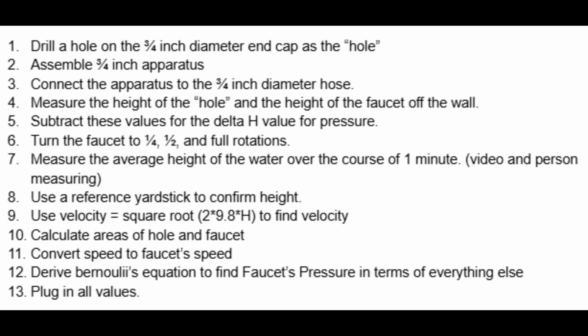velocity is equal to the square root of 2 times 9.8 times the height. To find the velocity, I will calculate the areas of the hole and the faucet: 3/8 inch for the hole and 3/4 inch for the faucet. I'll convert the speed to the faucet speed, so I get velocity times area is equal to velocity times area, and then derive Bernoulli's equation to find the faucet's pressure in terms of everything else. And then I'll plug in the values, and I'll be able to find the pressure for every individual test.